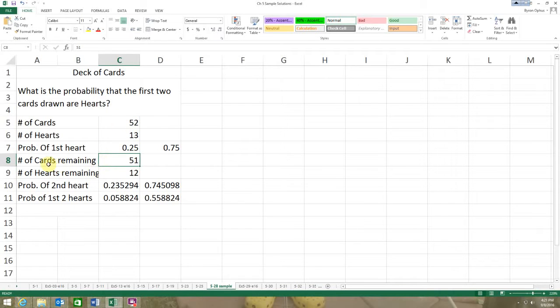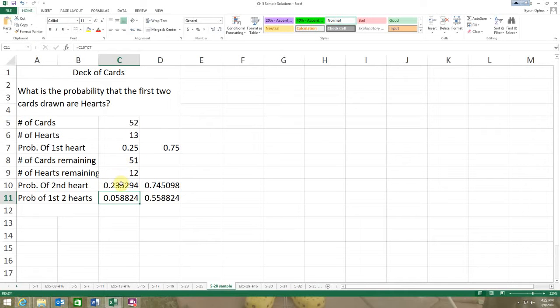Okay, but to calculate the second one, we've got to revise that a little bit, because now we're down to 51 cards, right? In this case, one's contingent upon the other, so the second event is contingent upon the first one, at least in our problem, right? If I put the heart back in, then it would be 25% again, and we'd have a little different story, but I'm not putting the heart back in, and so now I have 51 cards remaining, and only 12 of them, presumably, if I pick the heart here, and so the probability of drawing the second card as a heart is simply equal to my 12 divided by my 51.